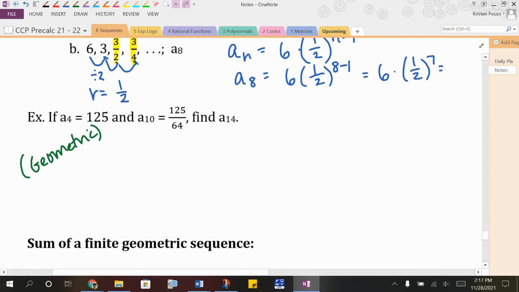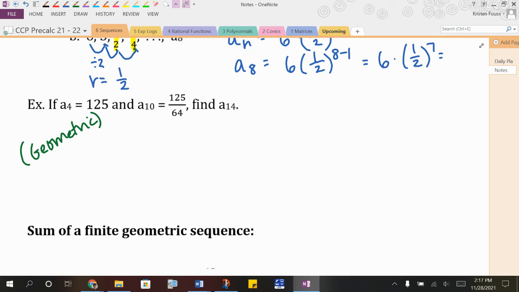I want to kind of build on what I know to find the 14th term. So we identified with our arithmetic sequence what the d value was, what the addition was, the slope. I want to kind of find that with these two terms also. But of course, instead of finding d, we'll be finding r, which is our ratio. So here's what I know. I know the fourth term is 125. I know the 10th term is 125 over 64.